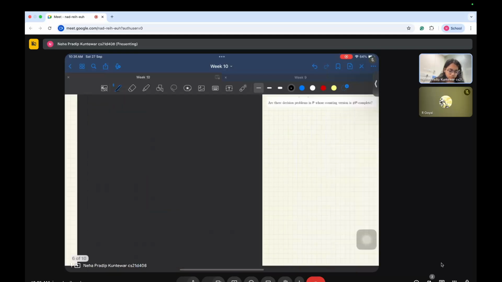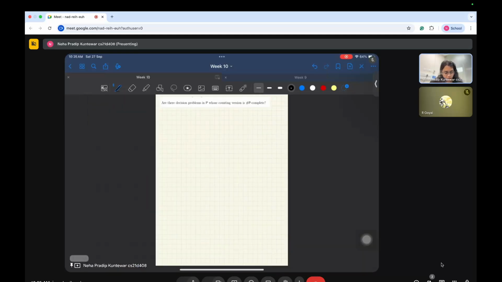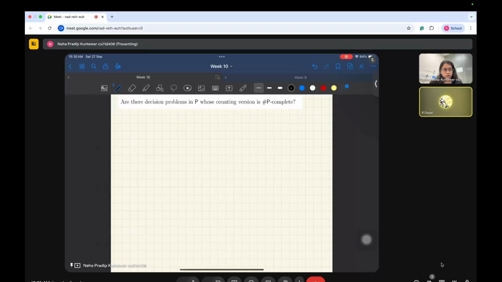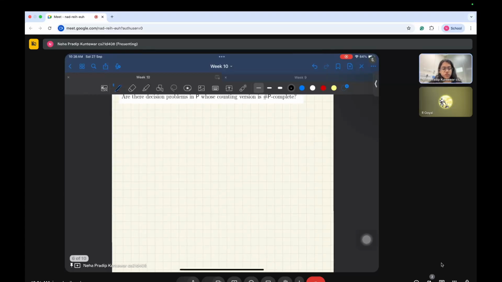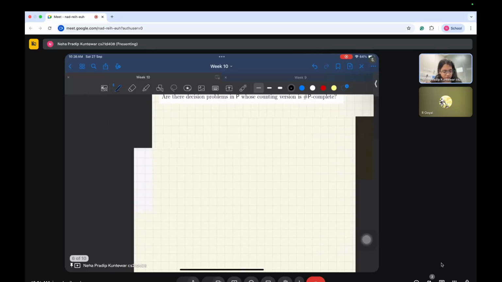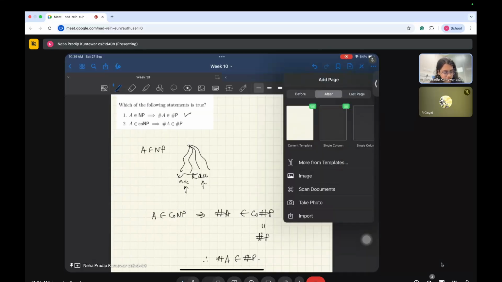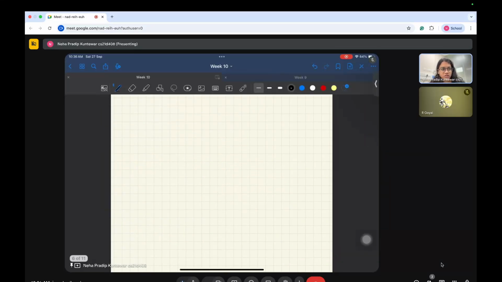Are there decision problems in P whose counting version is sharp P complete? Before this, I should have talked about something else first, so I'll just draw this class. We'll get back to the question in a minute.